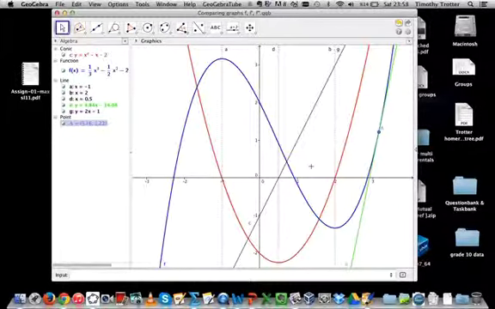So to use all of our vocabulary terms and all of our mathematics and algebra, if you understand this picture completely, then you understand what you need to know from this section.